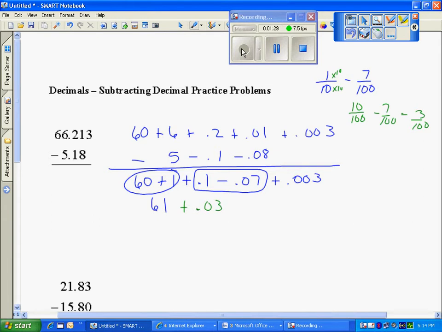Now, how else could I do that? You ask yourself, you have 1 dime and you're going to take away 7/100ths. So you want to think money, and you'd say 1 dime is 10 cents. I'm taking away 7 cents. I have 3 cents left. Again, this 1/10 is 1 dime or 10 cents. I'm taking away 7 cents, so I'm left with 3 cents.